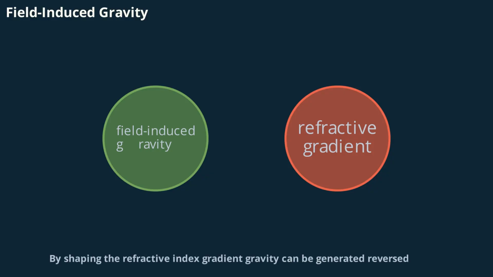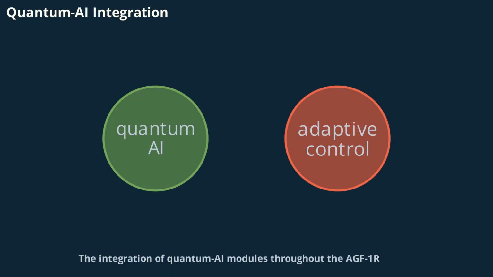By shaping the refractive index gradient, gravity can be generated, reversed, or nullified. This mass-independent approach allows for the creation of gravity-like fields in environments where traditional propulsion is impossible, such as deep space. The implications for spacecraft design and interstellar travel are profound, as it enables new forms of maneuvering and energy efficiency. Integration of quantum AI modules throughout the AGF-1R system is a hallmark of its advanced design.